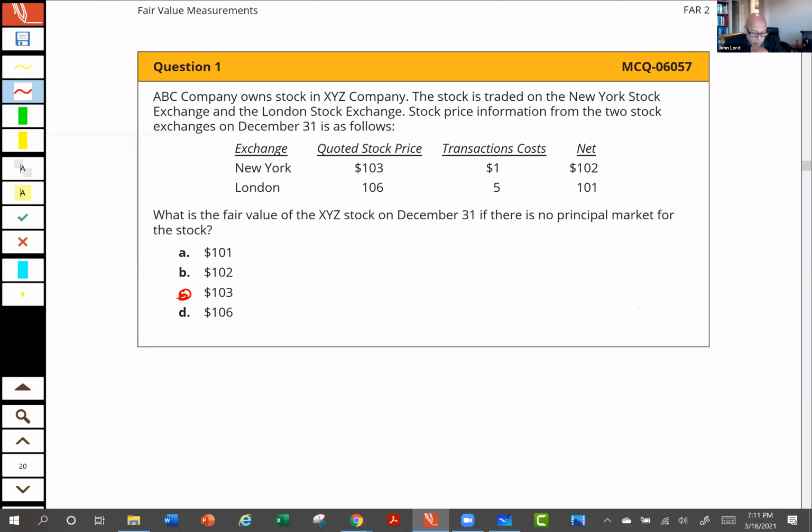And we've got what? We've got New York, we've got London, and there is no principal market. No principal market, I have to use what? Most advantageous after considering transaction costs. So New York wins as the most advantageous, but when I report what? I report without considering the transaction cost. Okay. All right, good.